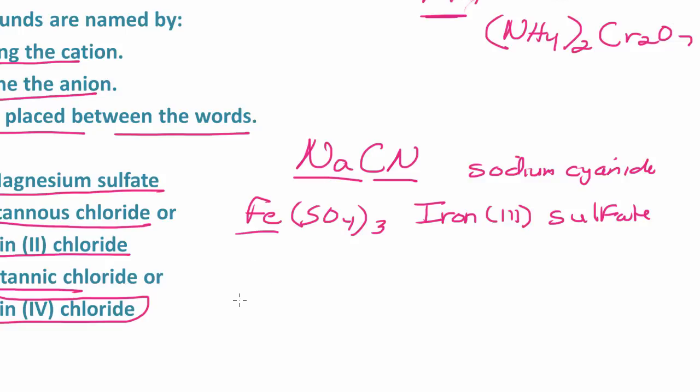Let's do another one. How about this one? Here we have sodium, that's the metal. And remember, this here is hypochlorite ion. So this would be sodium. We put the name of the metal, and then the anion, hypochlorite.